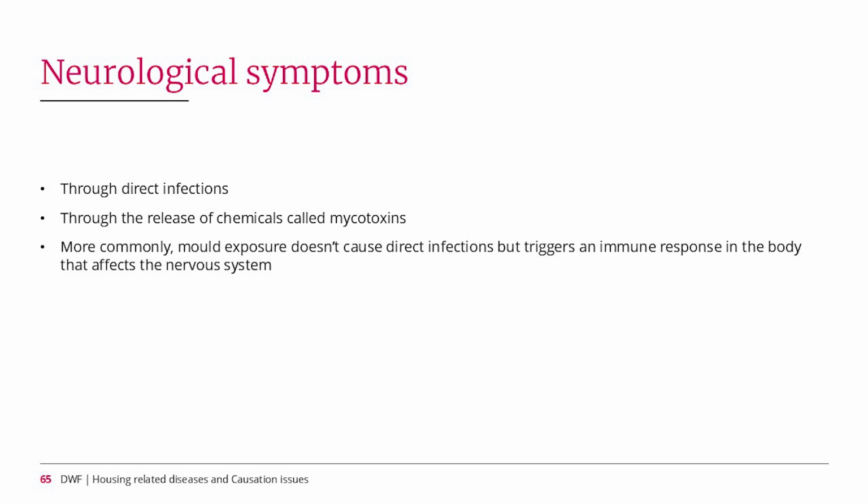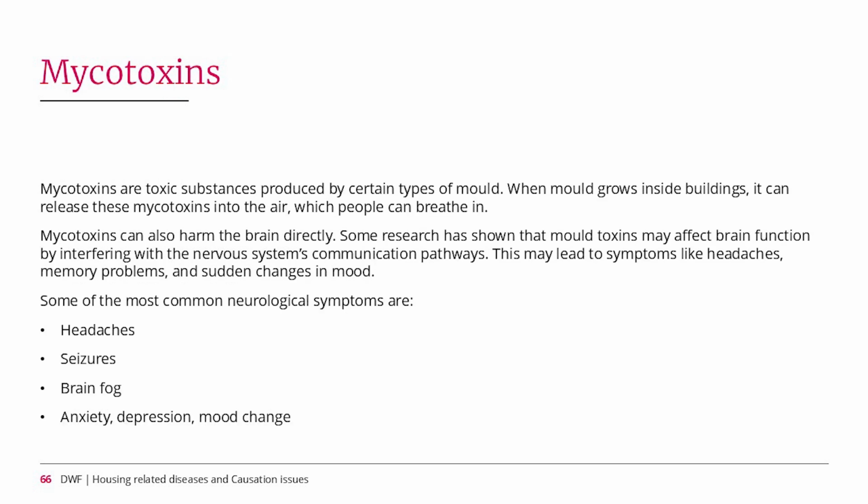Mycotoxins are toxic substances that are produced by certain types of mold. So when the mold grows inside buildings, it releases these mycotoxins into the air. People inhale them. They can harm the brain directly, and they can affect brain function by interfering with the nervous system's pathways. Again, it can lead to a range of symptoms: headaches, seizures, brain fog, anxiety, depression, and mood change.